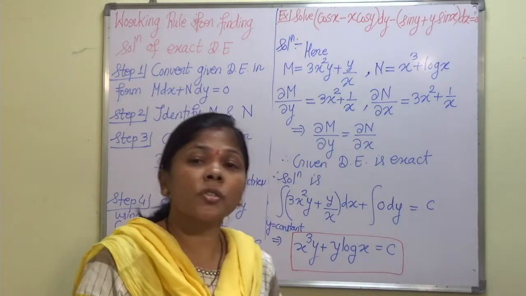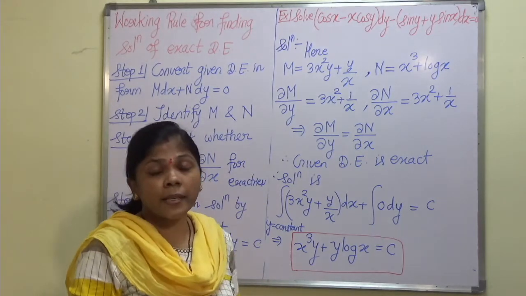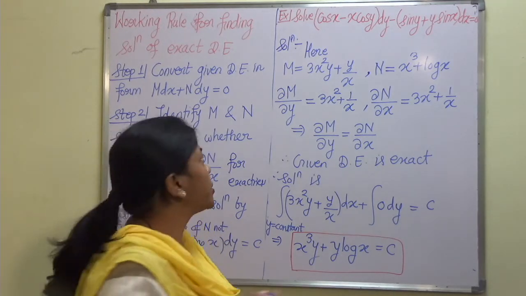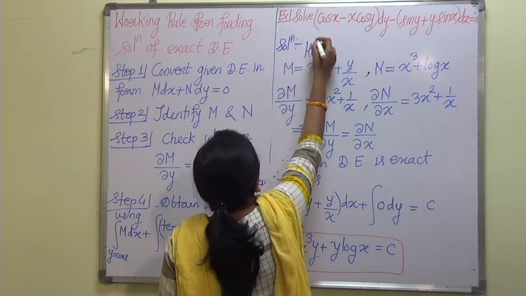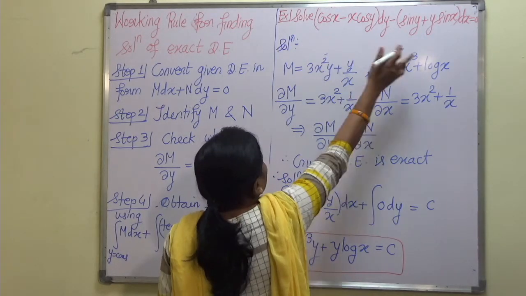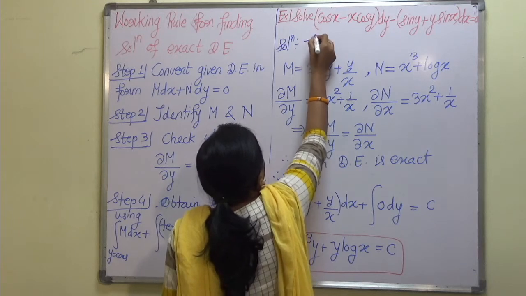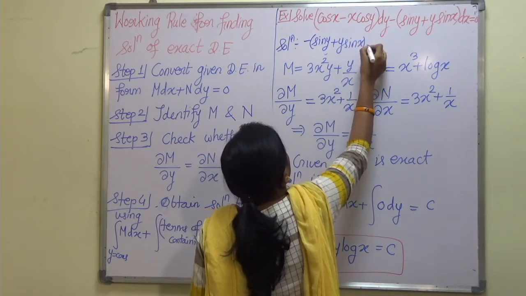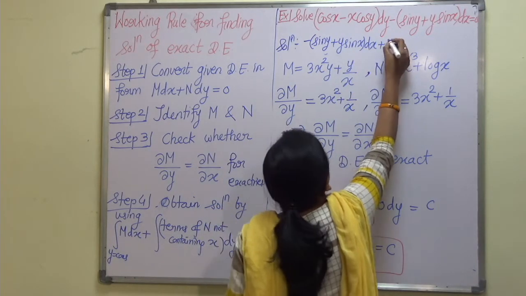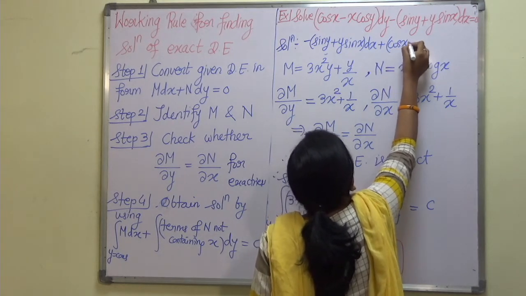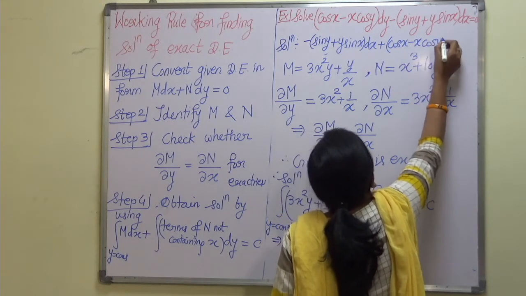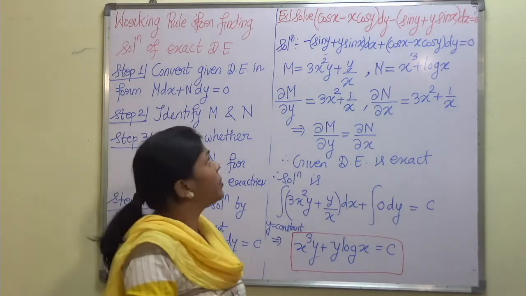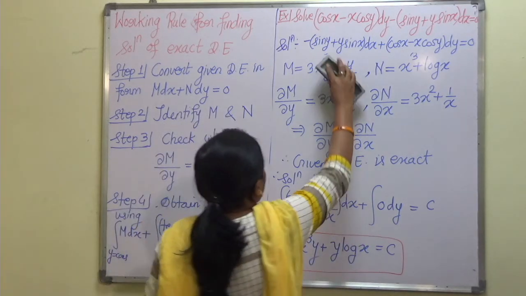First observe the equation carefully. Is it in the standard form? What is the standard form? It should be in the form M dx plus N dy equal to 0. So let us rewrite the equation. The given equation can be written as, I'll write first the term of x, minus of (sin y plus y sin x) dx plus the term of dy, that is (cos x minus x cos y) dy equal to 0. Now it is in the standard form, and it will become easy to identify M and N.